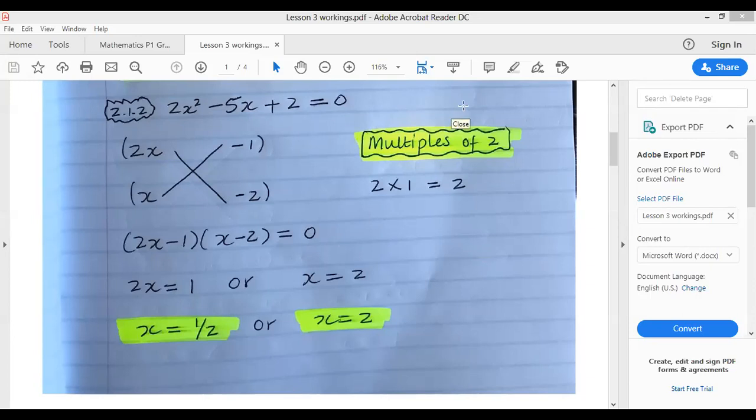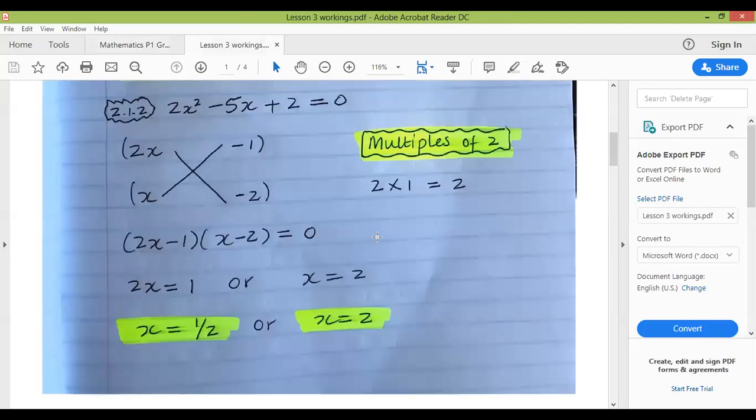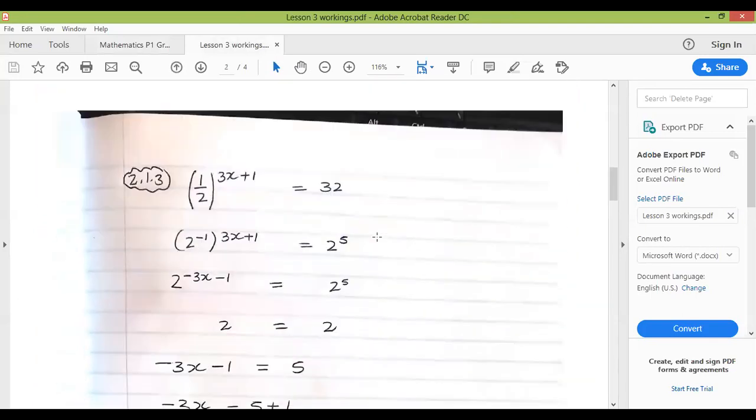Let's look at the third one now. We need to go back to 2.1.3. So 2.1.3, guys, it says 1 over 2 to the power of 3x plus 1 is equals to 32. Now, these are your exponents, guys. You must solve for x also. This is for 3 marks. Let's look at how we can simplify this one.